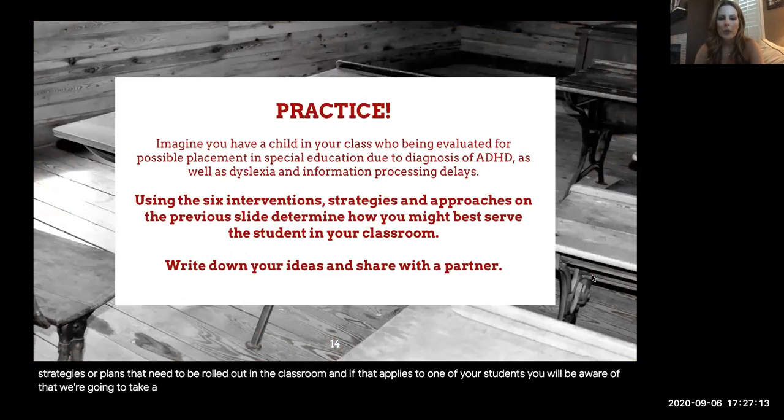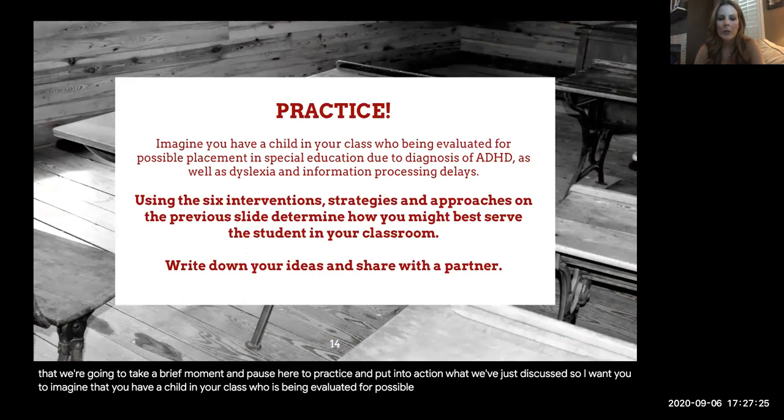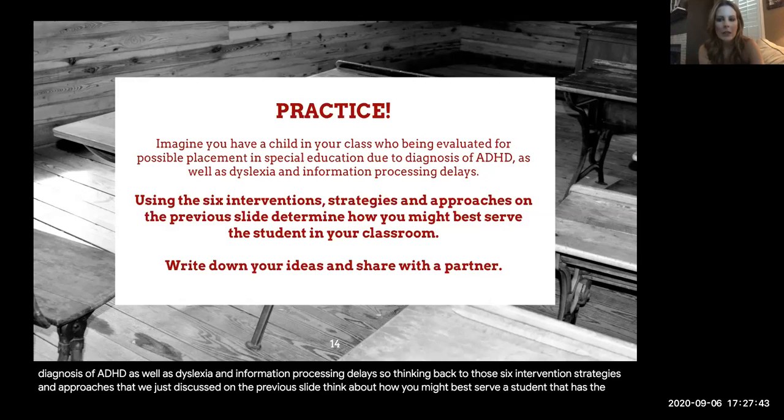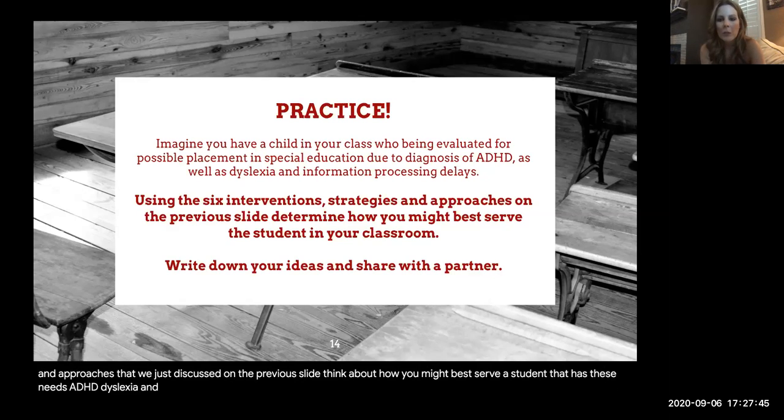We're going to take a brief moment and pause here to practice and put into action what we've just discussed. So I want you to imagine that you have a child in your class who is being evaluated for possible placement into special education due to a diagnosis of ADHD as well as dyslexia and information processing delays. So thinking back to those 6 intervention strategies and approaches that we just discussed on the previous slide, think about how you might best serve a student that has these needs: ADHD, dyslexia, and information processing delays. Write down your ideas and share them with a partner.